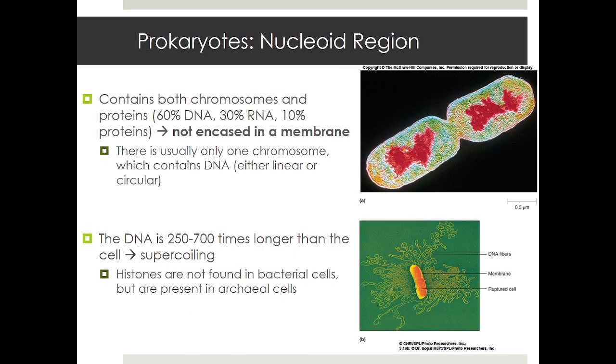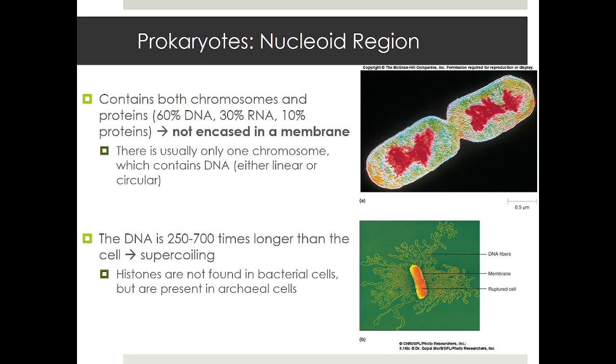In the nucleoid region of bacteria, there are going to be chromosomes and proteins, and it's again really important just to remember that this is not encased inside of a membrane. There is no nucleus. The nucleoid region simply means that it's similar to a nucleus, but not quite, because it's not membrane bound. Bacteria also differ from higher organisms because you typically only have one chromosome, which contains DNA, and that can be linear or it can be circular as well. DNA in these cases can be 250 to 700 times longer than the cell. And you might be wondering, well, how does it all stay in there if it's not even encased in a membrane especially?